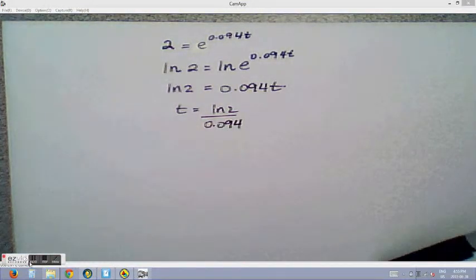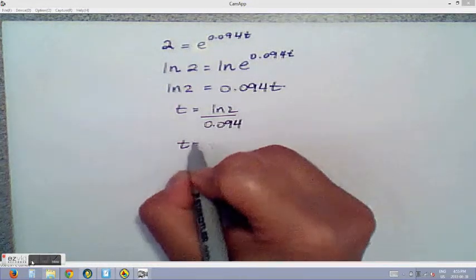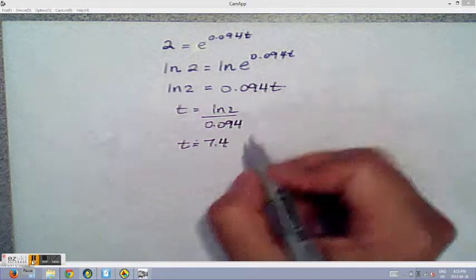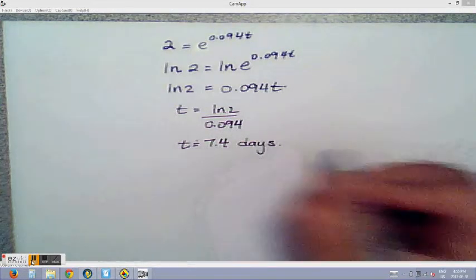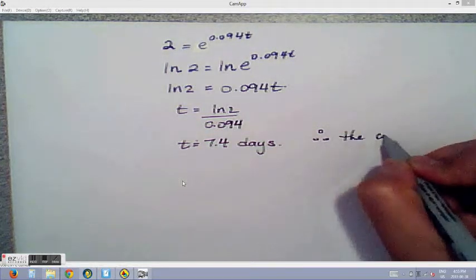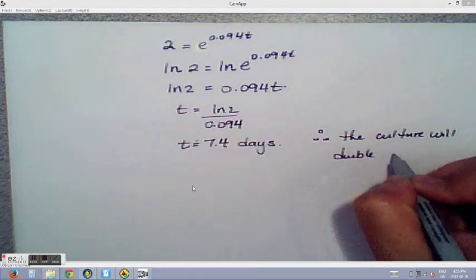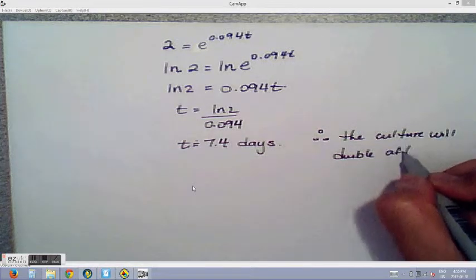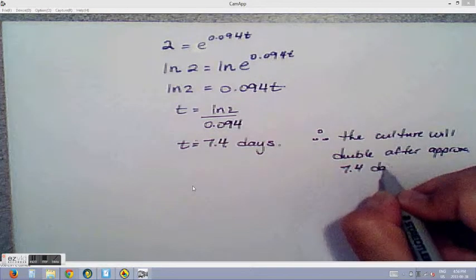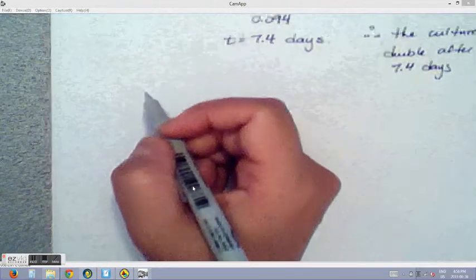So t, and you're going to have to punch this in your calculator. There's no other way of doing it. t is equal to 7.4 days. So roughly 7.4 days. So therefore, the culture will double after approximately 7.4 days.